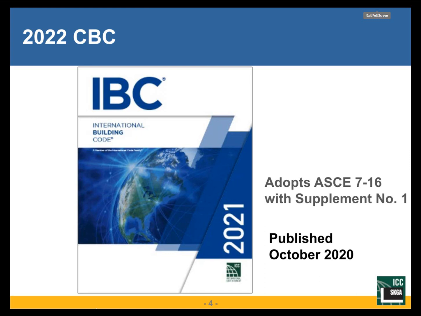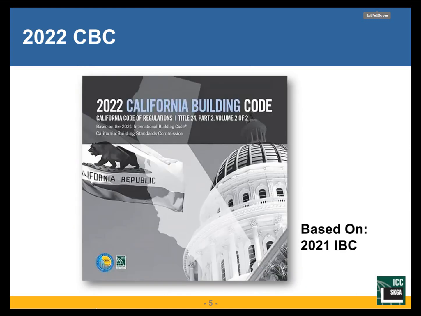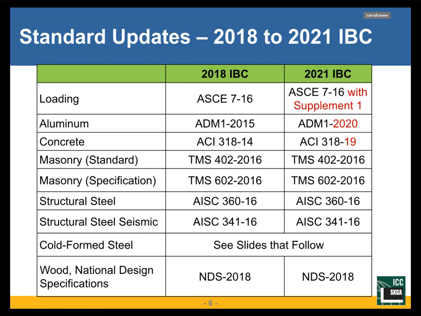Now, this code, the 2021 IBC, was published, as you see, in October of 2020. So why the sudden interest after all this time in the 2021 IBC? The reason is that the 2022 California Building Code, based on the 2021 IBC, will be adopted by the state of California on January 1 of 2023, which is just about 3 weeks away. So you absolutely need to come up to speed on the 2021 IBC.